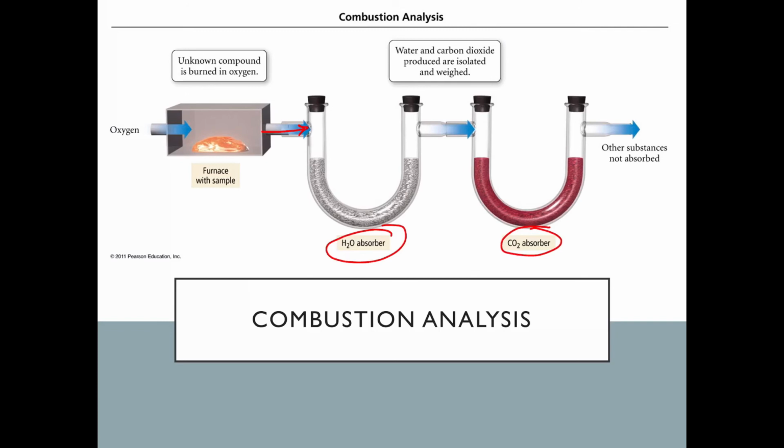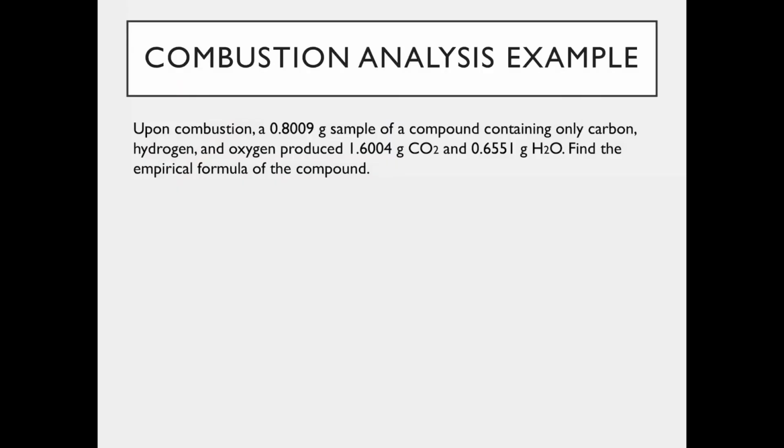So you can figure out, say you have some fuel, you don't know what it is, right? You can stick the fuel in the furnace. And like I said, this will always be a hydrocarbon. You can stick it in there, you can burn it. You can absorb the water and carbon dioxide and then weigh them, figure out how much was produced, and then use that to figure out what this mystery fuel is. So here's an example of how to do that. This is going to be very similar to the process that we did before, but it's adding on a first step to deal with the carbon dioxide and the water.